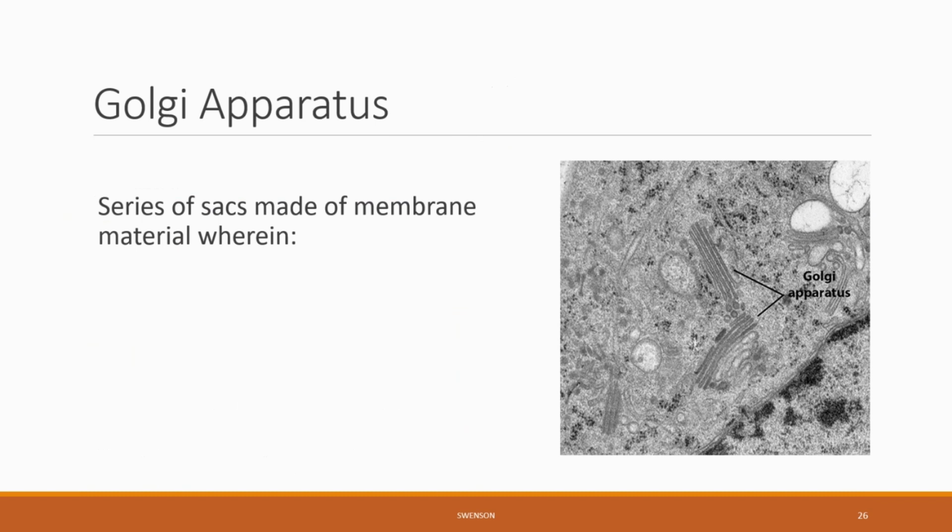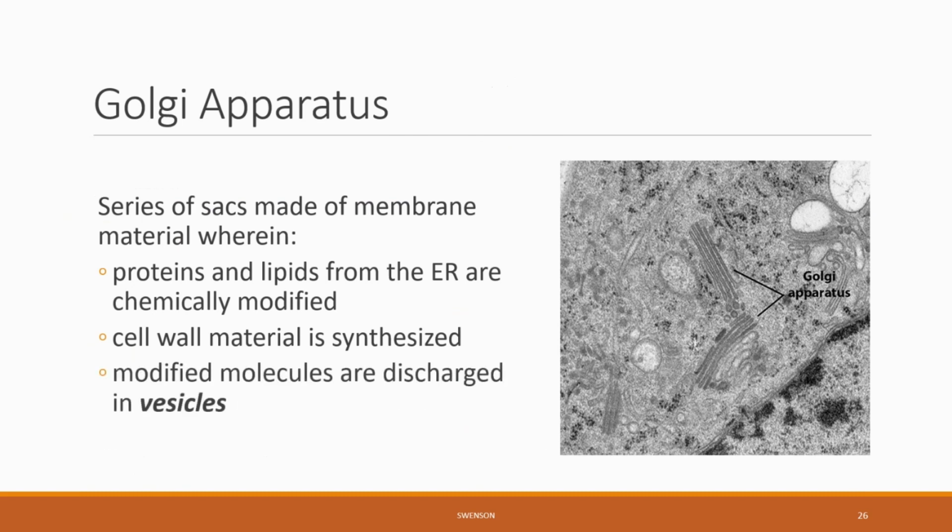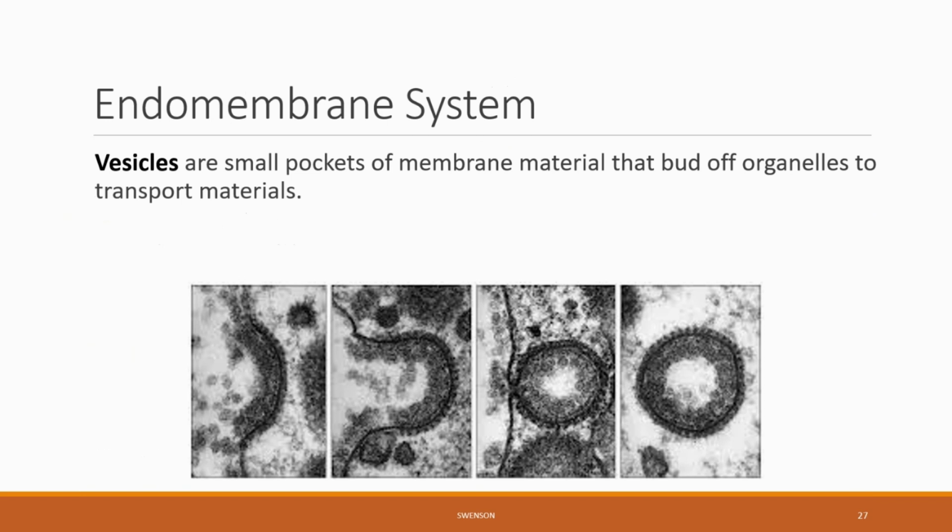The Golgi apparatus is a series of sacs of membrane material within which proteins and lipids from the endoplasmic reticulum are modified chemically. There are also regions where cell wall materials are synthesized and molecules are modified and discharged in vesicles. Vesicles are small spheres of membrane material that bud off organelles to transport materials.